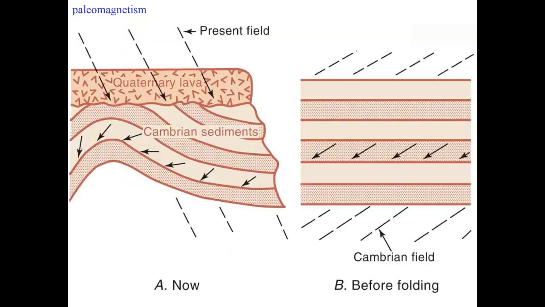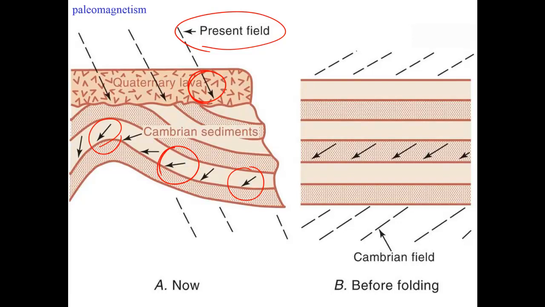We can sample rocks of different ages and read their magnetic signatures, and this tells us something interesting. So here's an example, a situation where you've got some folded Cambrian age sediments that have been eroded and overlain by a relatively young Quaternary aged lava. The magnetic signature in the lava matches the Earth's present-day magnetic field. But the magnetic signature in the Cambrian sediments does not match the Earth's present-day magnetic field, and it doesn't even match other parts of that same sedimentary package.